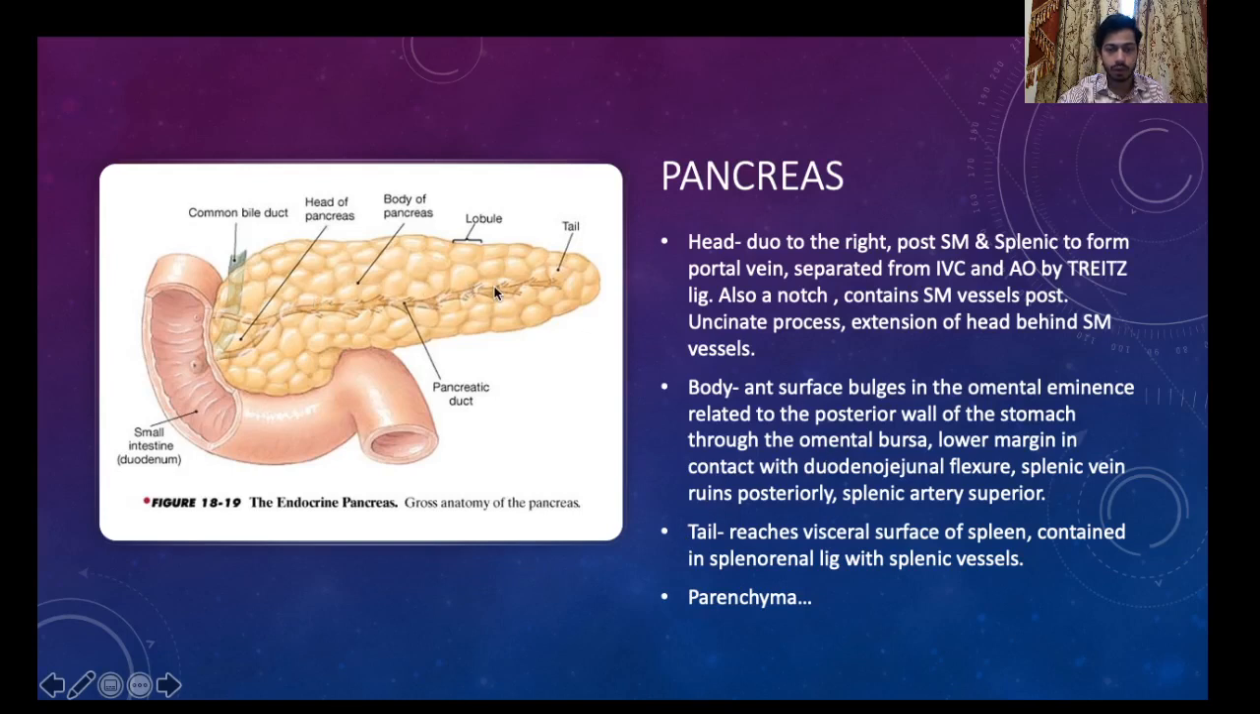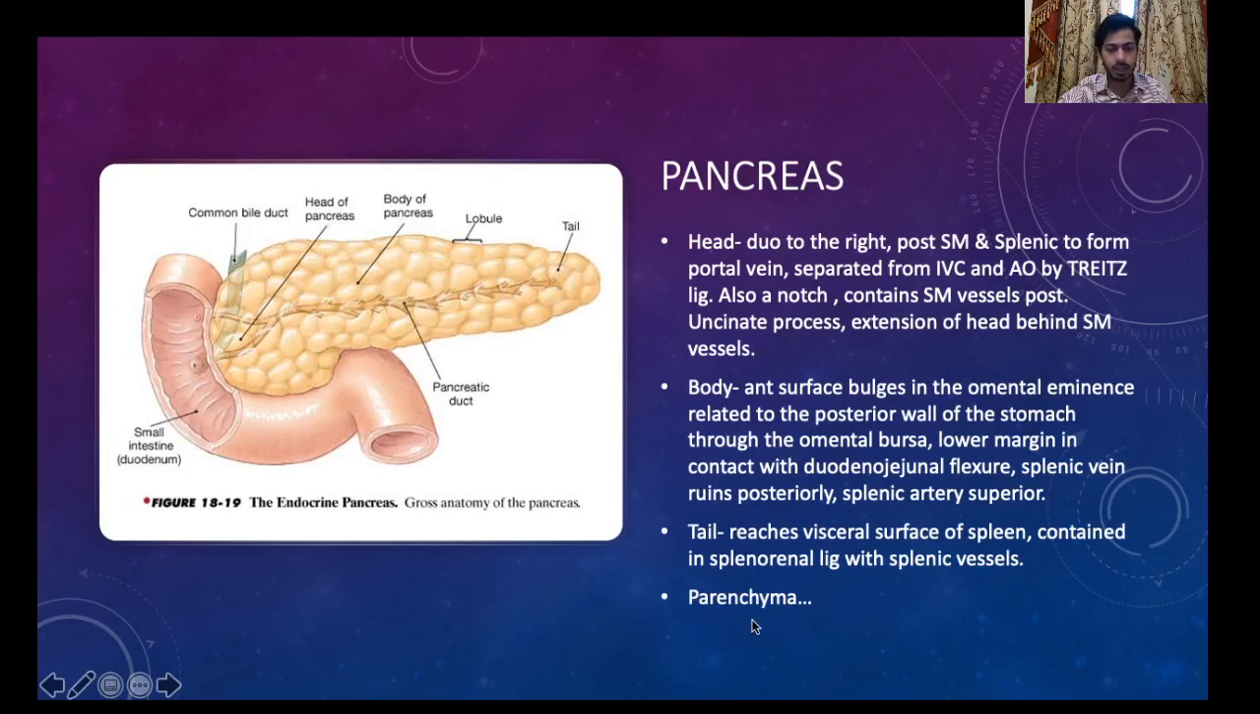In terms of the body, you've got all of the grooves here for the splenic vein and the splenic artery. The vein is running inferiorly, and the artery is running superiorly. And the tail will reach the visceral surface of the spleen, so the visceral surface meaning the inside of the spleen. If you just follow this with the mouse, this would roughly be the spleen. It's in contact with the visceral surface. The tail will have a connection with the spleen, especially the splenic vessels, and that's called the splenorenal ligament.